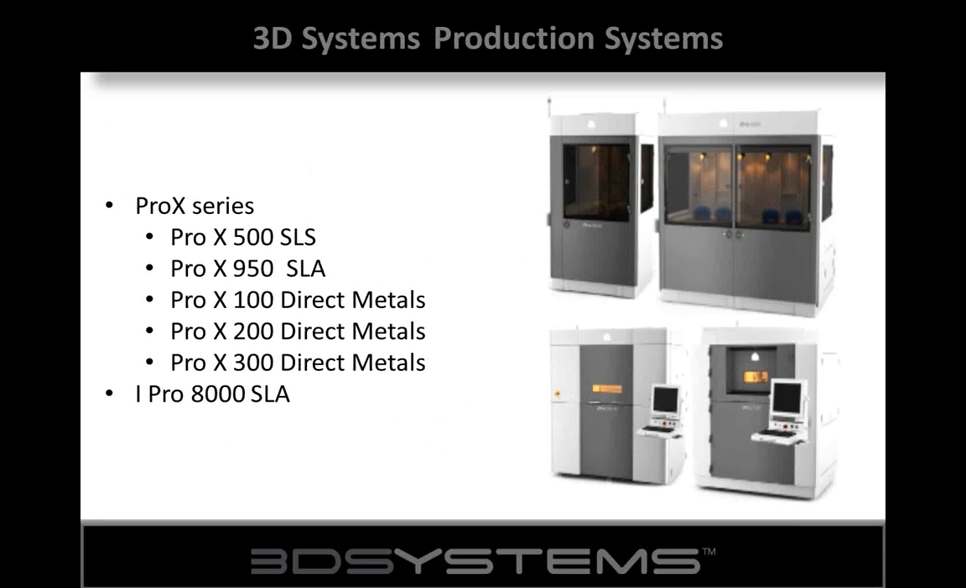Okay, on the output side we have the 3D systems production systems. Here as an example the Pro X series and the iPro series. This is just a selection of 3D systems printing machines. Those are for direct production, so you can directly print a metal part.